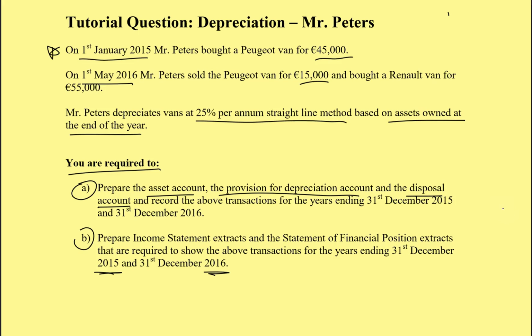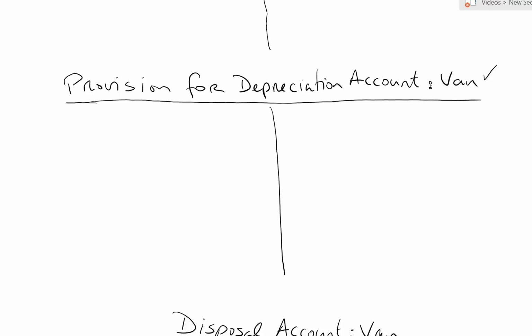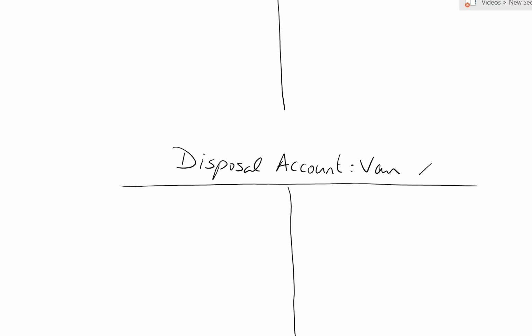So to start with, we need three ledger accounts. We need the asset account, we need the provision for depreciation account, and the disposal account. Now, I've already got these set up, so if I just go across and we'll have a look at them. So here are my accounts here. I have the asset account for the van here. I have the provision for depreciation account for the van here, just down below it. And then if I scroll further on down, I have the disposal account. So they are the three accounts we need.